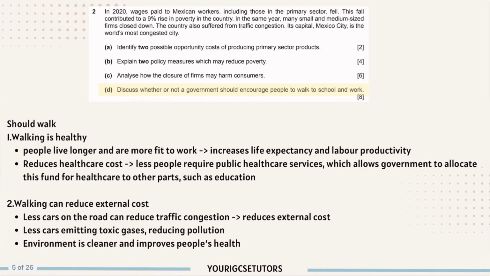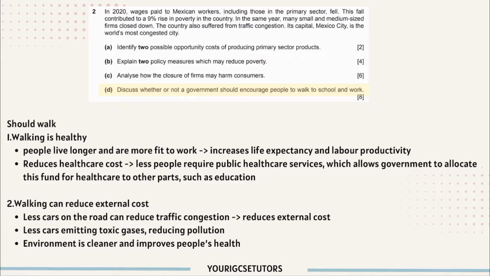Next, question D. Discuss whether or not a government should encourage people to walk to school and work. So, for this question, it is not necessary for you to link to the question about Mexico City. Well, if you want to link, it's okay, but personally, I won't link to Mexico City. So it's just a general question.